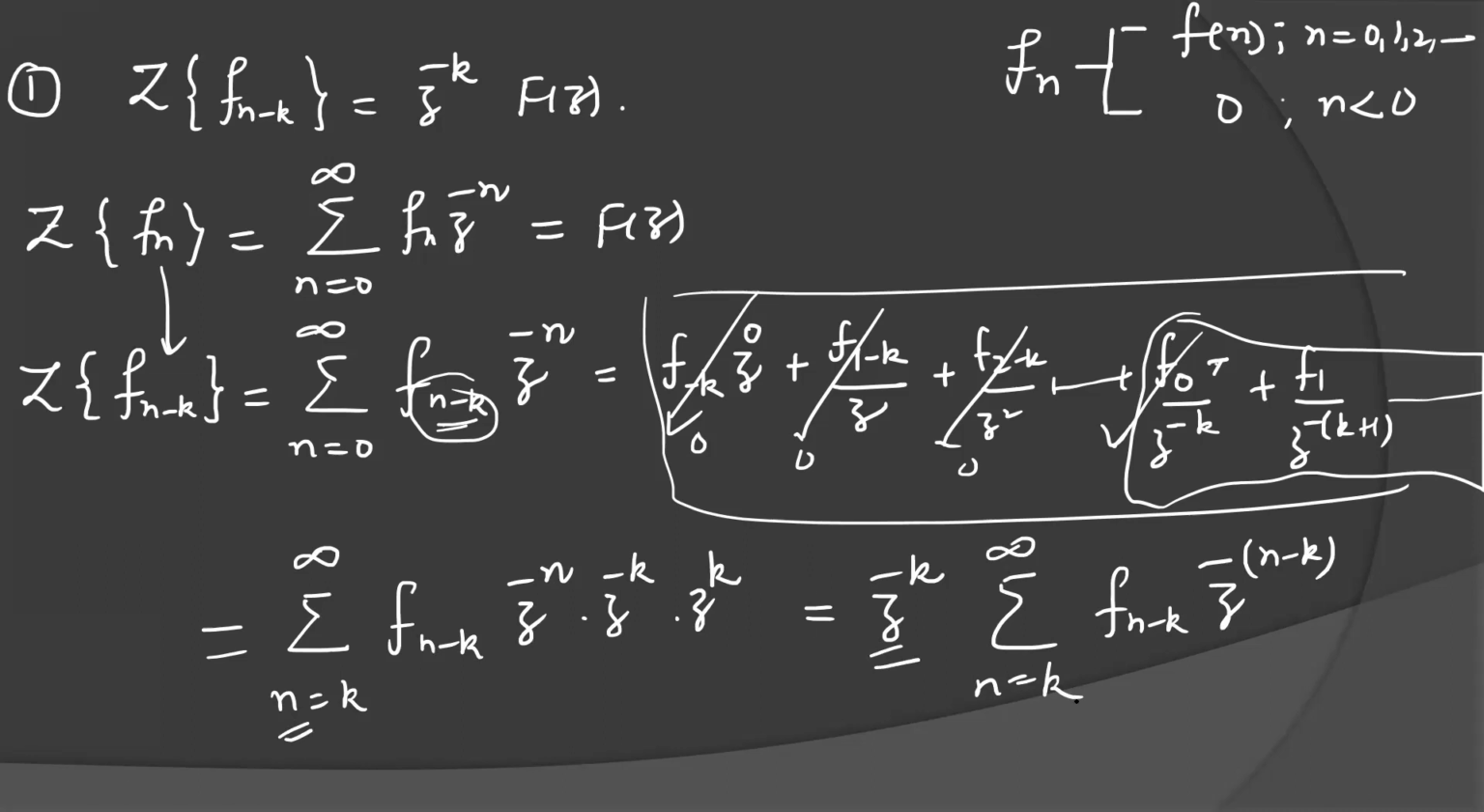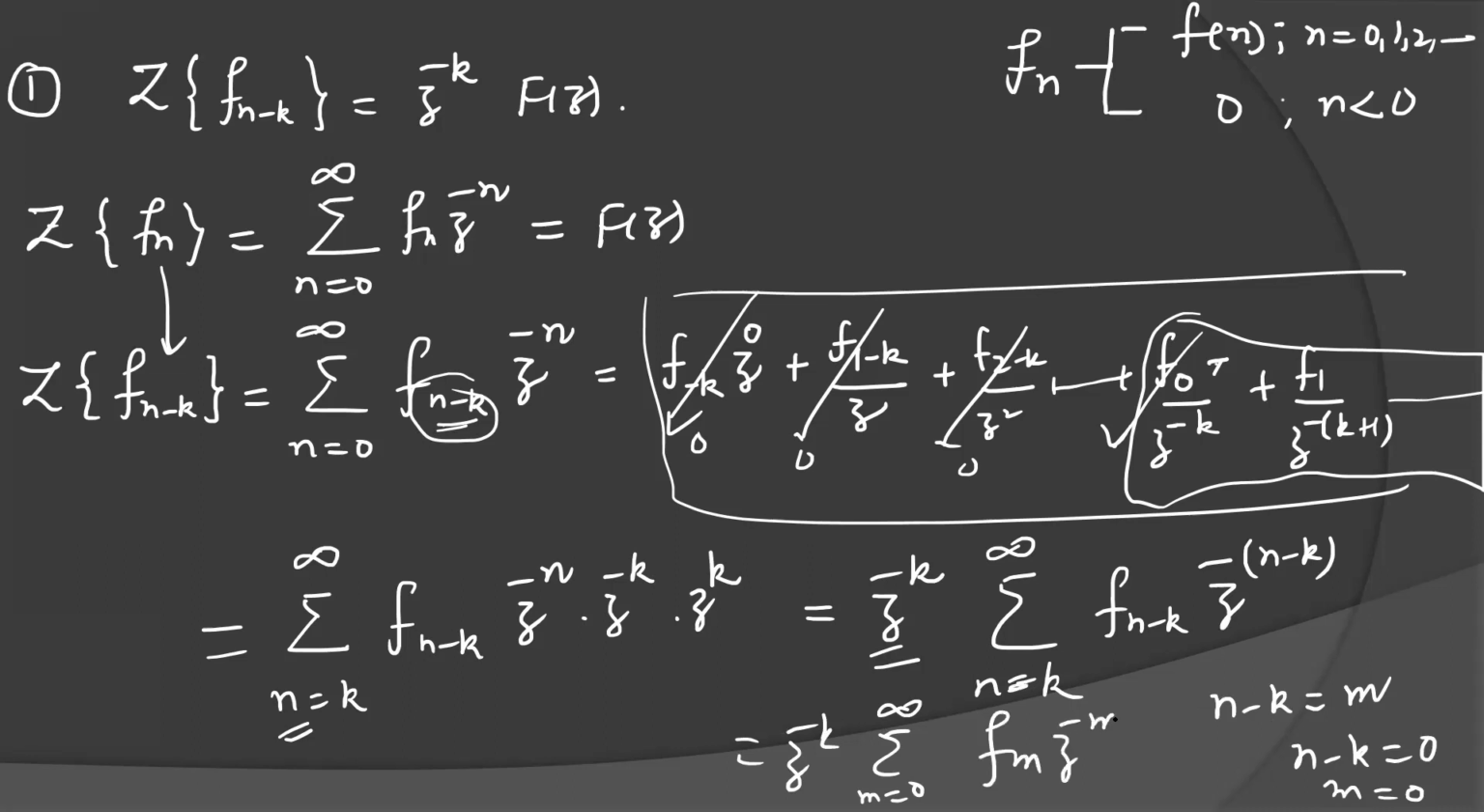Why are we taking from n equal to k? Because before n equal to k, the value of the sequence term is 0. Now let n minus k equal to m. So it will be z to the power minus k, sigma m equal to 0 to infinity, because when n equal to k, n minus k equals 0, so m equal to 0 to infinity, f(m) z to the power minus m.